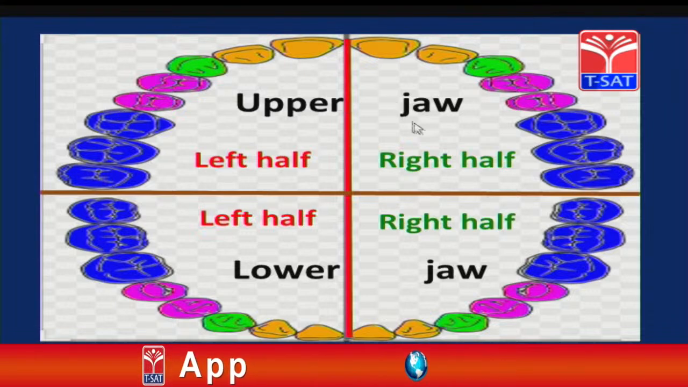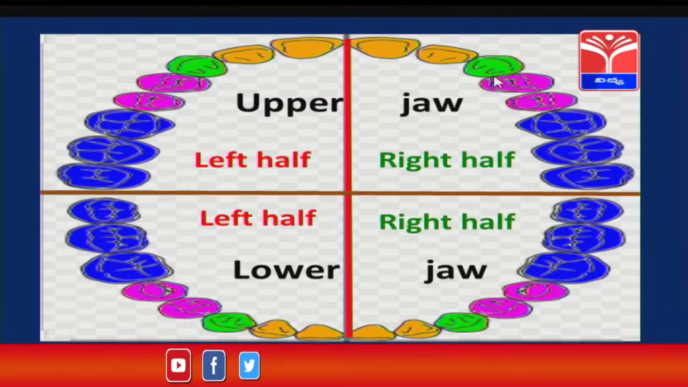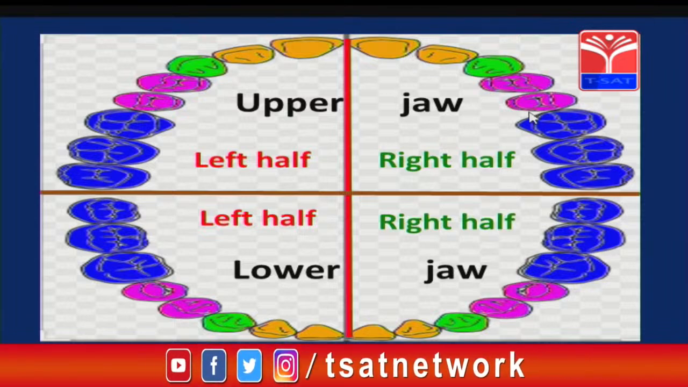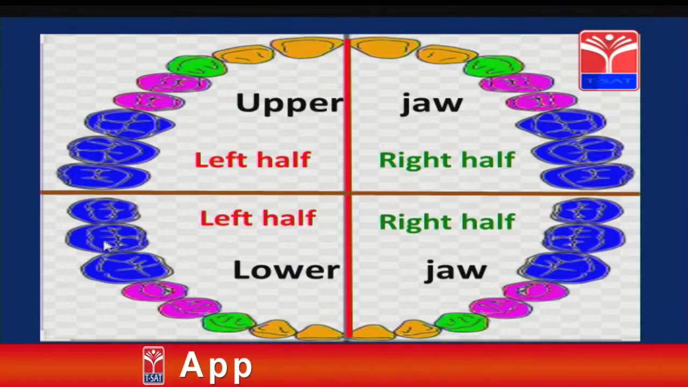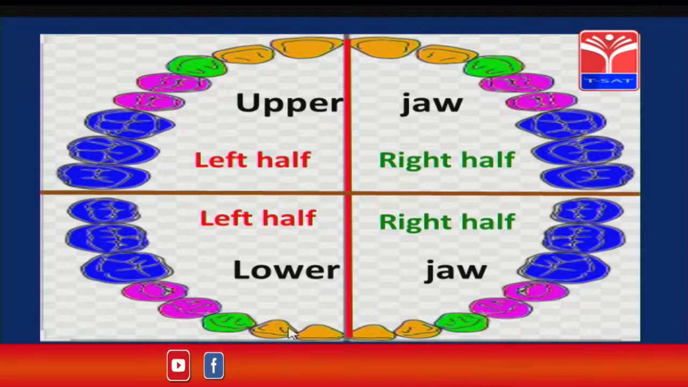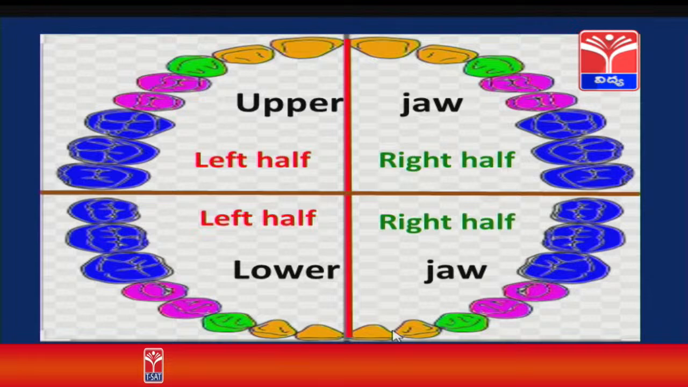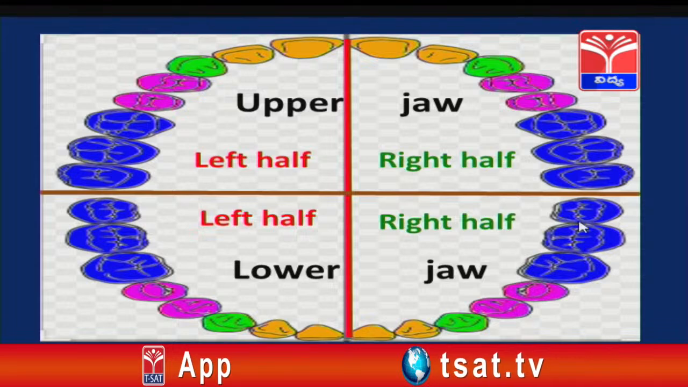Similarly, if you see the right half of the upper jaw, the teeth are arranged in a similar manner. Two incisors followed by one canine, two premolars and three molars. And if you see the arrangement of teeth in the lower jaw, first of all in the left half of the lower jaw, starting from two incisors, one canine, two premolars, three molars. The other side again two incisors, one canine, two premolars and three molars.